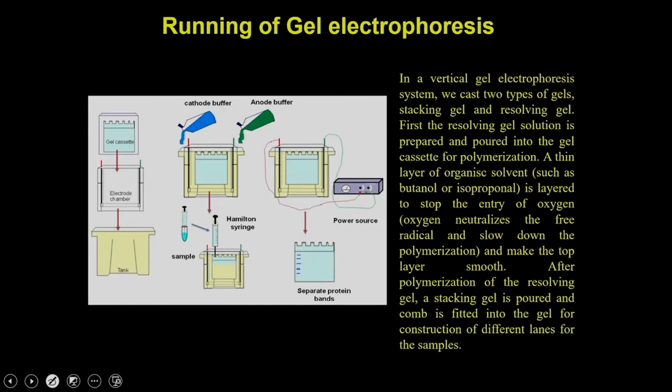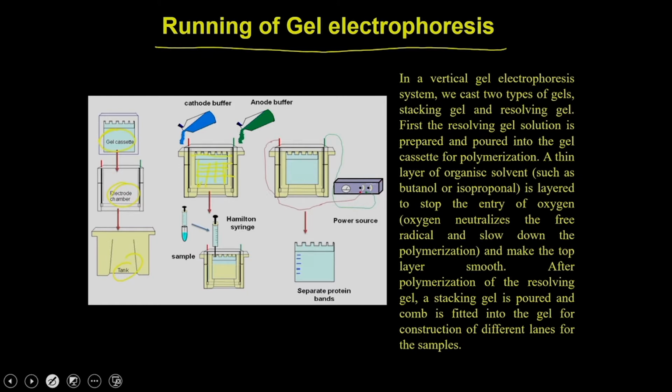So, the running of a vertical gel electrophoresis, as we discussed, you need a gel cassette, then you need an electrode chamber, then you need a tank, and what you do is that you first pour the resolving gel, because this is the gel which is going to be used for separation of the molecules, and then on top of that you are going to put the stacking gel.